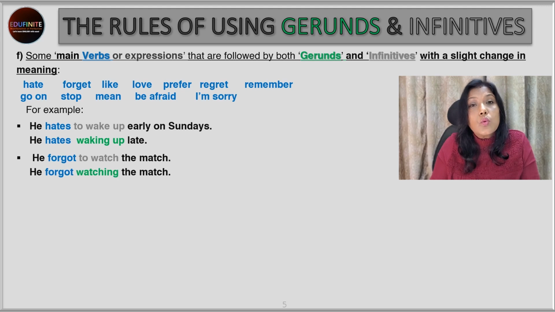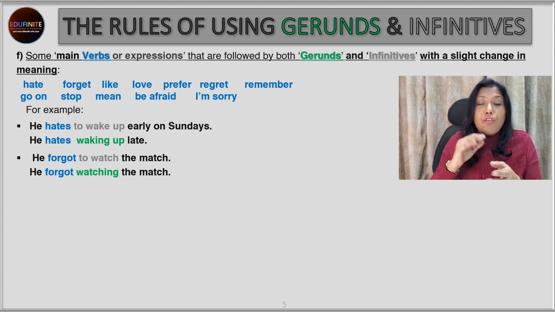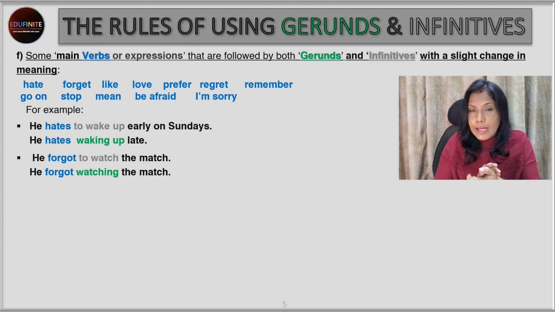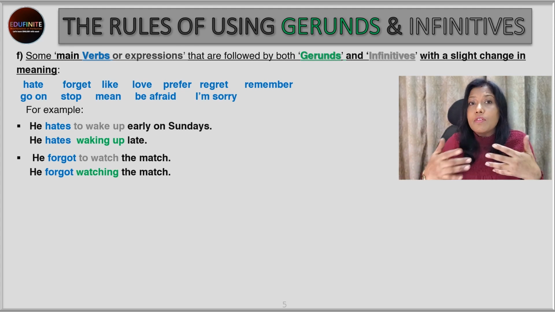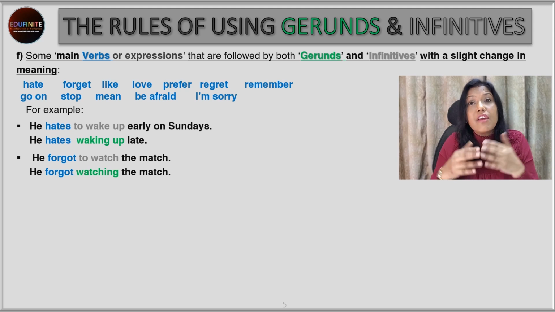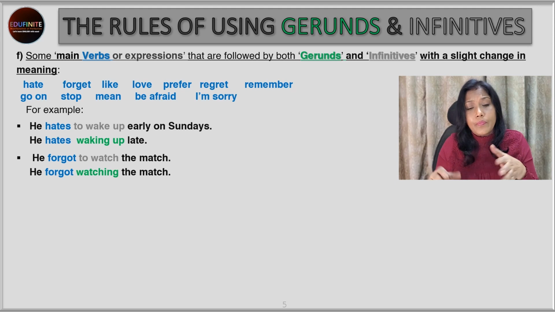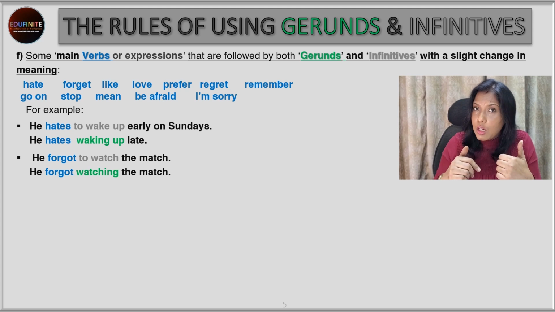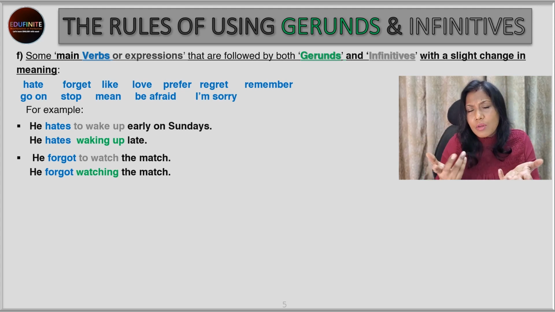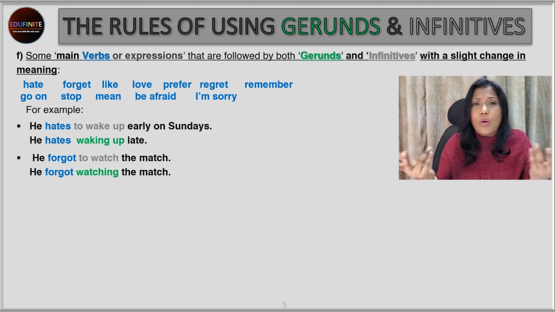Well, let's look into the next sentence. He forgot to watch the match. And he forgot watching the match. Now, what's the difference between these two? He forgot to watch the match means that there was a match going on, maybe on the television. He was supposed to watch it and he forgot about it totally. But in the next sentence, when we say he forgot watching the match, that means that he has watched the match, but he has forgotten about it. Somehow he does not remember. Maybe that match wasn't that interesting, or whatever be the reasons, he has forgotten that he had watched that match.